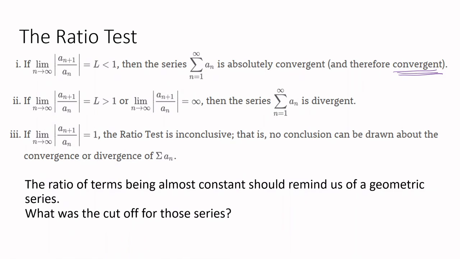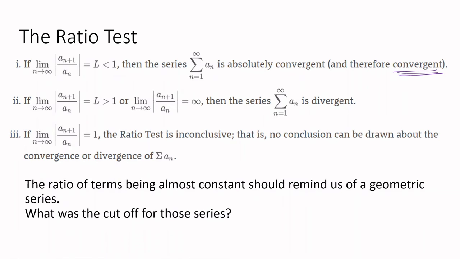If I take the limit, and my limit L is greater than 1, or infinity, then the series is divergent. If I take the limit, and I get 1, then the ratio test is inconclusive. And so it could be anything, we don't know, all right?